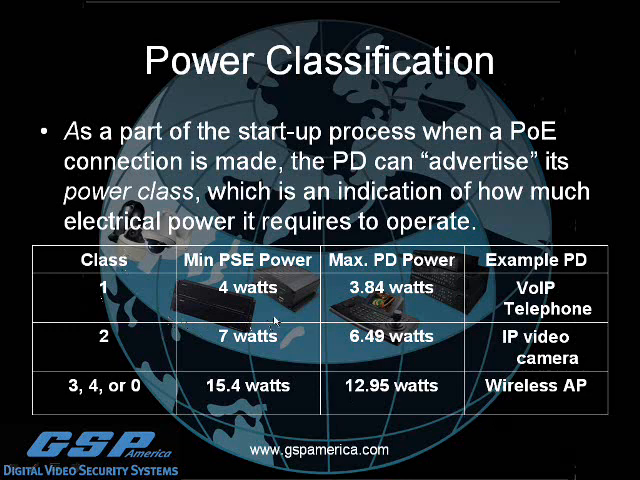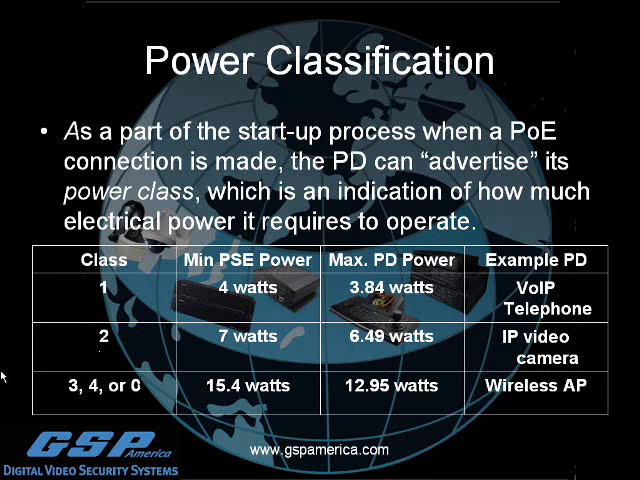So class 1, basically the minimum sourcing power is 4 watts. The typical power at the camera is about 3.84 watts. Typical that you would see is maybe a voice over IP telephone. Class 2 is 7 watts. The powered device itself will draw about 6.49 watts of power, and that can be an IP camera or something like that.